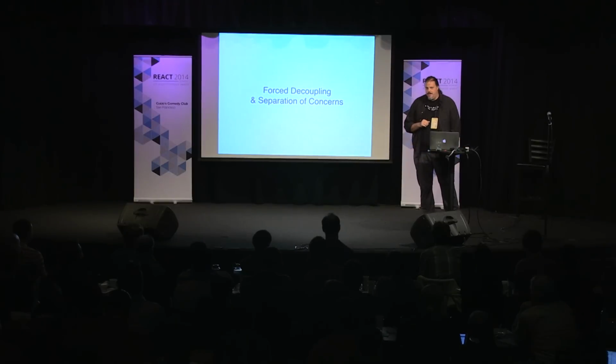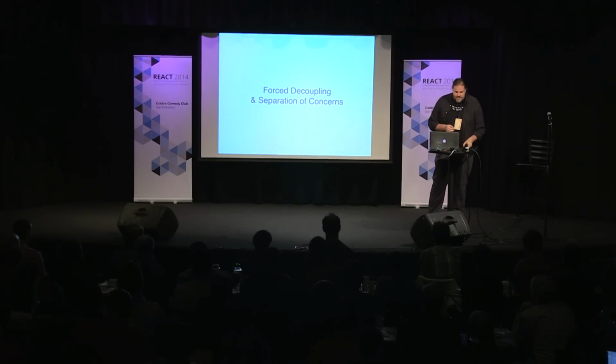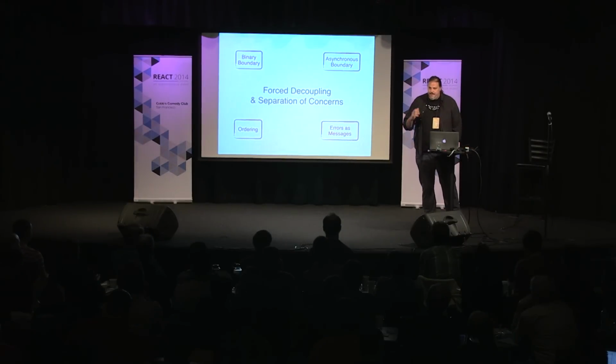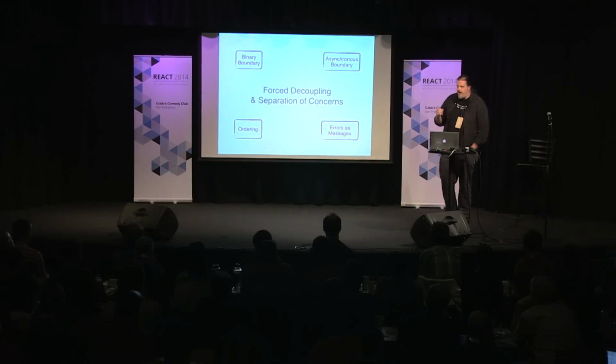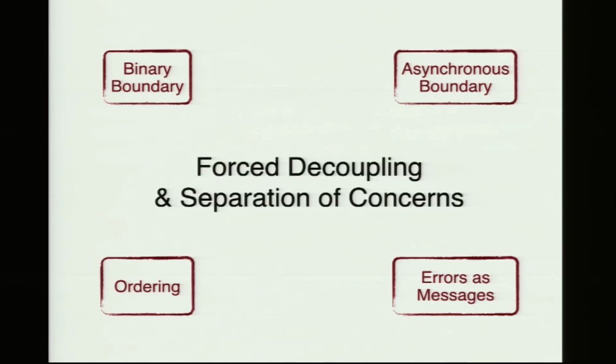What they really do is give you forced decoupling and separation of concerns. If we look at this a little further, these are the different properties you can see. A binary boundary, where it's impossible to ship a whole database across the network, because it would be stupid to ship the database over, add something to it, and ship it back. An asynchronous boundary, where things that have to be done synchronously have to be broken apart. You don't have the luxury of doing that, or if you do, it has a penalty associated with it.